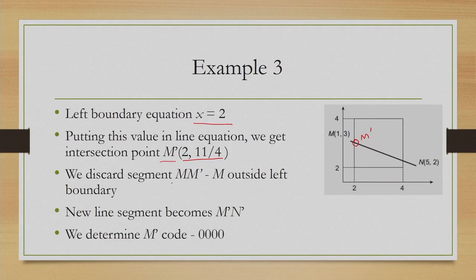Now, the point M is outside the left boundary, that we already know, that means on the left side. So, we discard this segment M M dashed, and new line segment becomes M dashed N dashed between these 2 points. This is M dashed and this one is N dashed. So, we now determine the region code of this new endpoint M dashed, which is 0000.